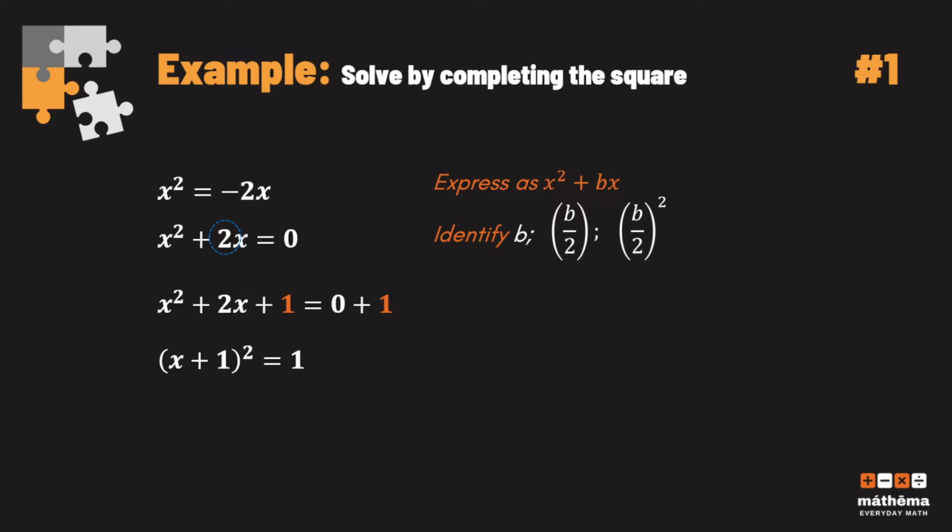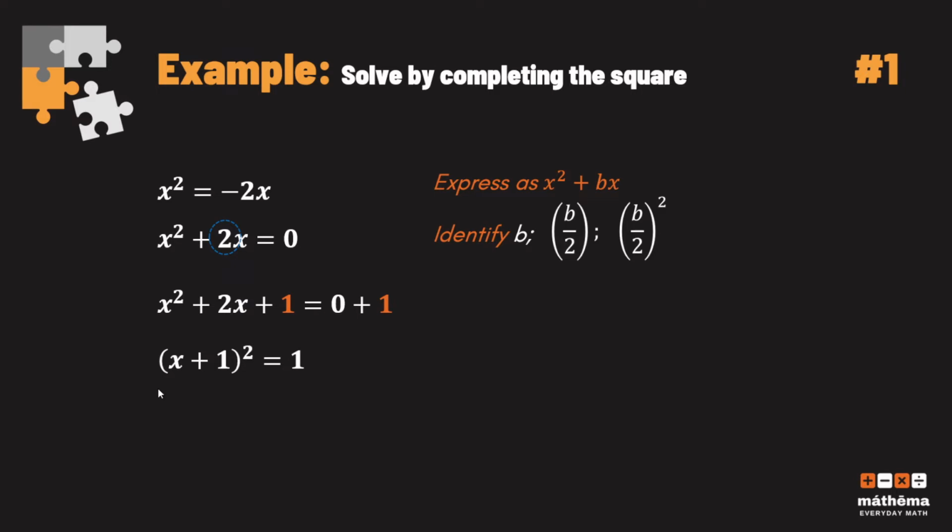Now you might be asking, how did I know that I should use 1? Now remember earlier, we identified our b. Our b is 2. b over 2, that is 2 over 2 is 1. So therefore, we will be using 1. That's the technique here. This is always the case. So I want us to notice this pattern as we proceed with the next two examples later.